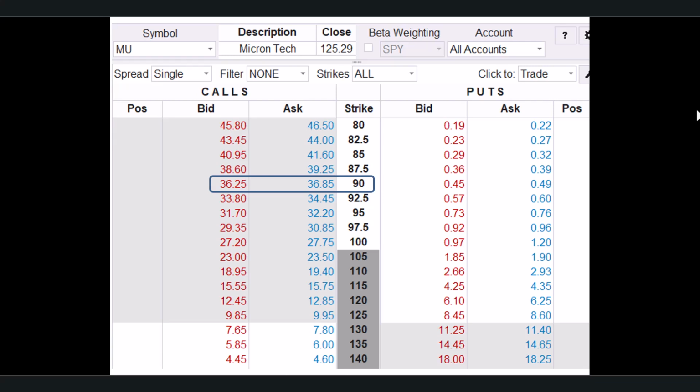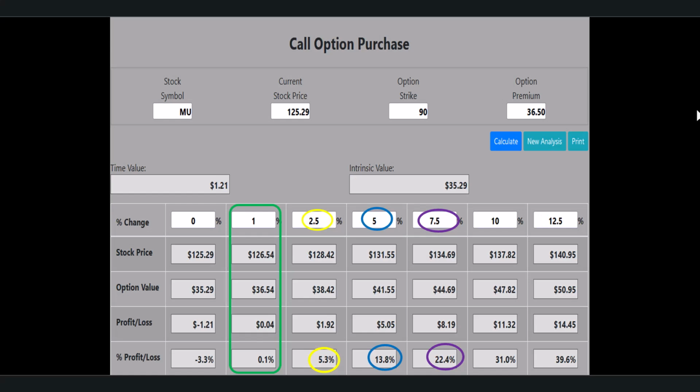The bid-ask spread for the 90 call is 36.25 to 36.85. We tried to enter near the midpoint, so we'll use 36.50 as the buy price. The 90 call works. If the MU stock price is up 1%, the 90 call will make a 0.1% or a $4 profit. That's better than break even, so the 90 call is the one we'll buy.